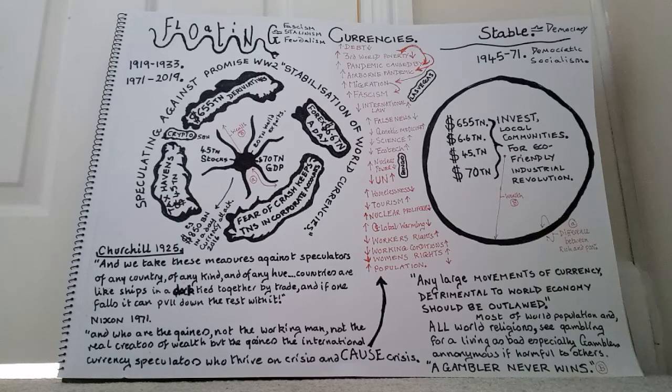And we take these measures against speculators of any country, of any kind, and of any hue. Countries are like ships in a dock, tied together by trade, and if one falls, it can pull down the rest with it. It is very stupid to say things like, oh yes, we can destroy the European Union. Well, this is very, very stupid. Much better off to have this system, stabilization of currencies.